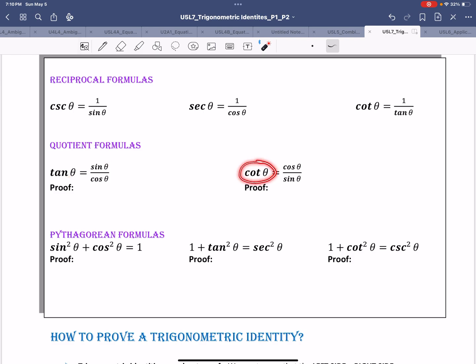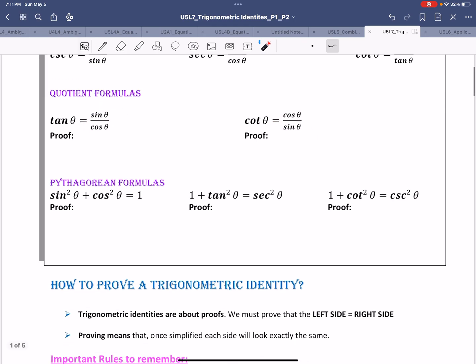And cotan, being the reciprocal of tan, means that we can flip the fraction or reciprocate. That would be the correct math term to use. Reciprocate sine over cos, and that will give cos over sine, which equals cotan theta.